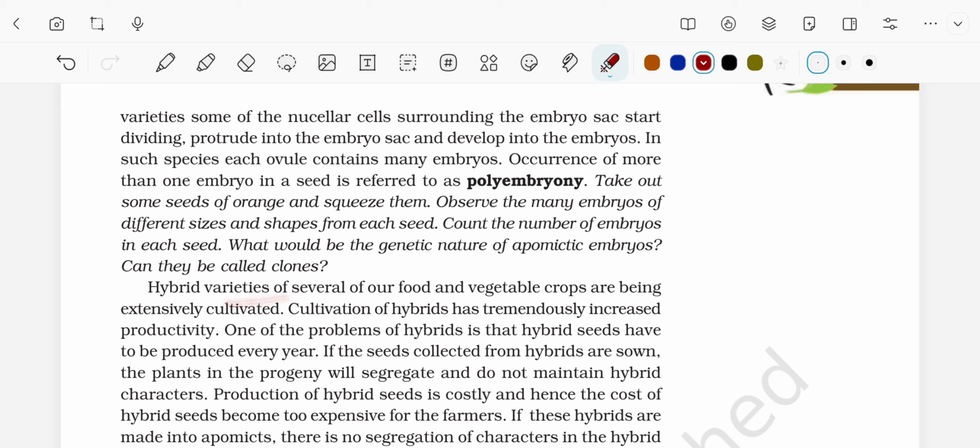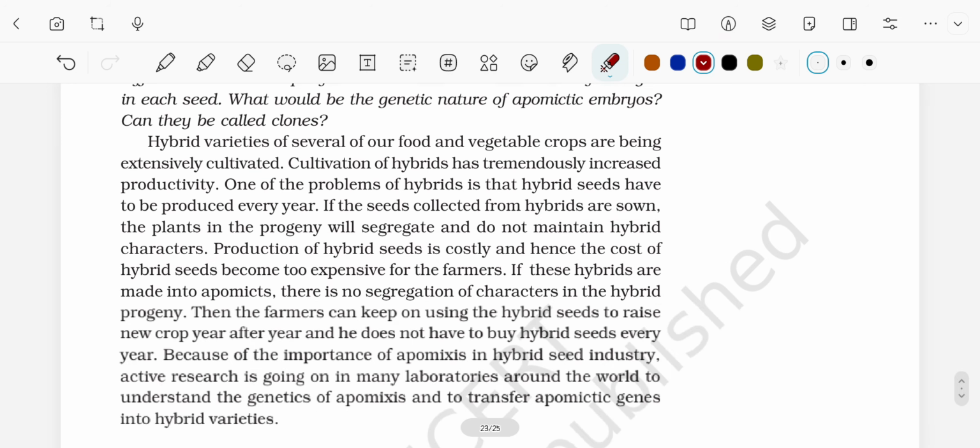Hybrid varieties of several of our food and vegetable crops are being extensively cultivated. Cultivation of hybrids has tremendously increased productivity. One of the problems of hybrids is that seeds have to be produced every year. If the seeds collected from hybrids are sown, the plants in the progeny will segregate and do not maintain hybrid characters. Production of hybrid seed is costly, and the cost of hybrid seeds becomes too expensive for farmers.